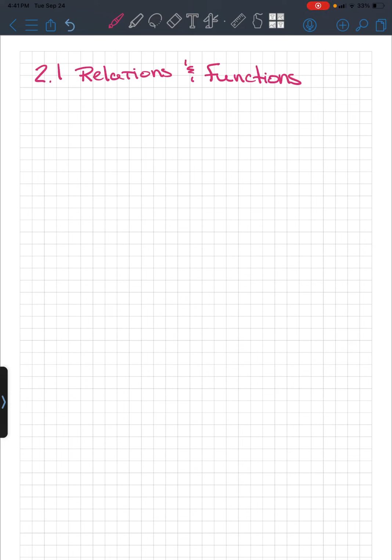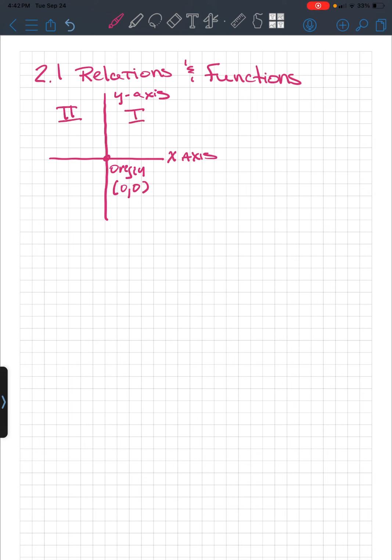In 2.1, we are going to talk about relations and functions and what makes a relation a function. If you remember, a relation is any set of ordered pairs. You must know this from Algebra 1, that this is the x-axis, here is the y-axis, here is the origin, which is 0, 0. And then you have quadrant 1, 2, 3, and 4.